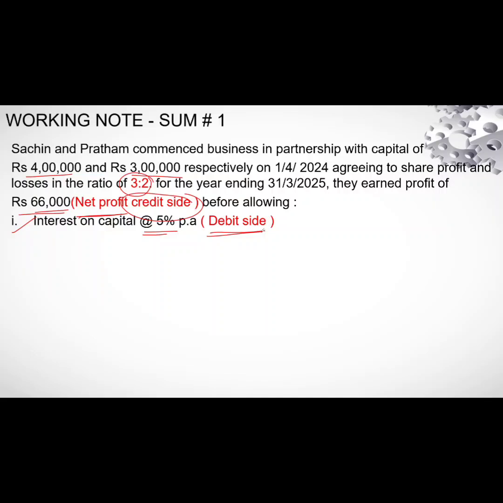Interest on capital will be calculated for both the partners, that is Sachin and Pratham, on their capital. So how much is the capital of Sachin given here? That is 4 lakhs. So 4 lakhs into the interest rate given here is 5%, so it will be 5/100. So therefore Sachin's interest on capital will be 20,000.